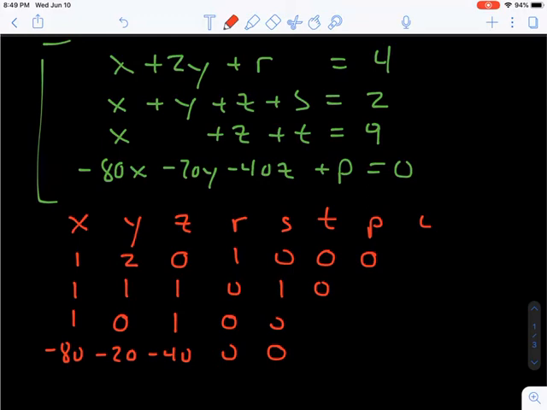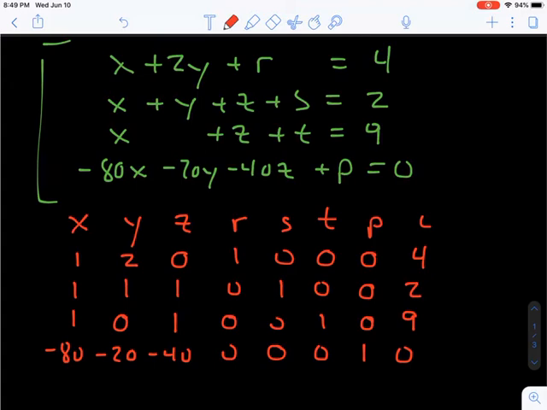We have t0, 0, 1, 0, and then the p0, 0, 0, 1. And finally, the constants, we have 4, 2, 9, and 0. So at this point in time, it's always nice to just sit back and make sure, once again, that you didn't make any careless mistakes, like I almost did. So I'm going through and checking my work and making sure it looks just the way that I want it to be.